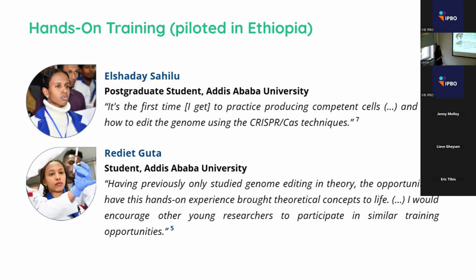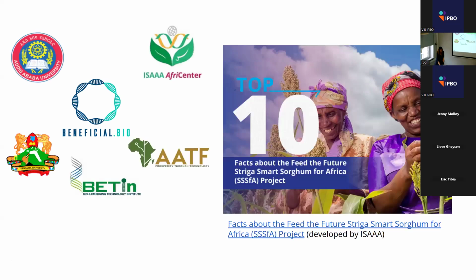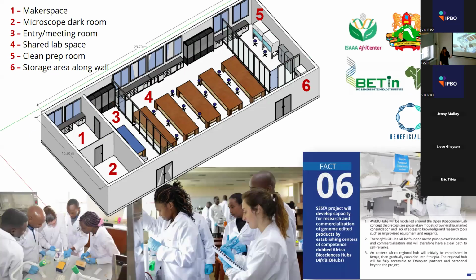We're aware that we're basically training the molecular biology part of this, and I'm not a plant person, and I know from plant people that it's the plant transformation part that's the really tricky bit. So we're not solving all of the problems, but we hope at least to make the molecular bit a little bit easier. And this was part of a Kenyan Ethiopian project called Striga Smart Sorghum for Africa. And as part of that project, we were also thinking about developing a kind of innovation space. There's some training here.